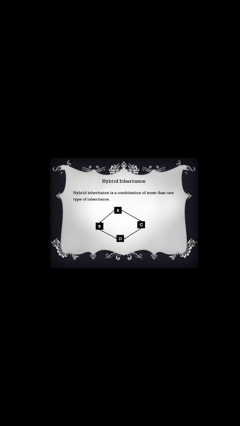Hybrid inheritance is a combination of more than one type of inheritance. Here, subclasses B and C are derived from the same superclass, which is hierarchical inheritance. D is derived from the superclasses B and C, which is multiple inheritance. So these two types of inheritance, hierarchical and multiple, together are called hybrid inheritance.